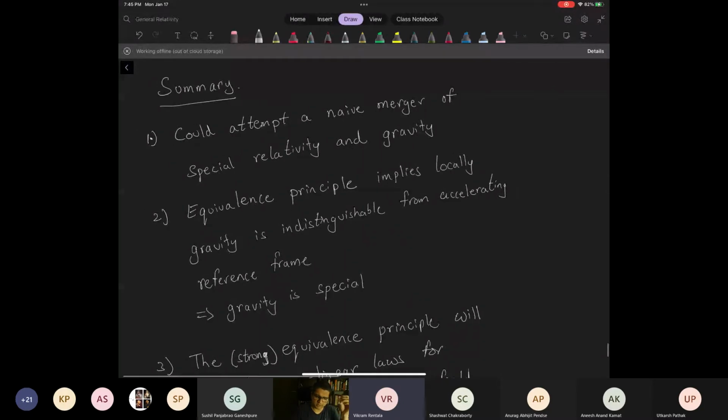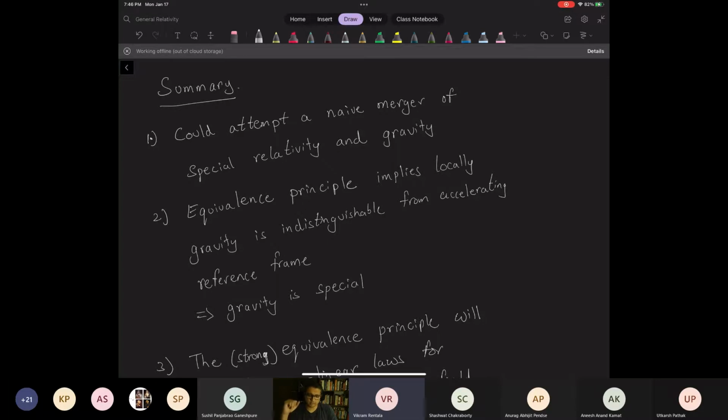So let me just summarize this part, which was still part of lecture 2. We can attempt a naive merger of special relativity and gravity. That would require the simple principles that we wrote down earlier, of trying to guess the form of the tensor structure of the gravitational field. Is it a scalar? Is it a rank 2 tensor, and so on? And then we try to write down laws which are consistent with the principles of special relativity. That is, we try to write down some tensor equal to some other tensor, plus we try to use some additional principles to constrain the form of the law.